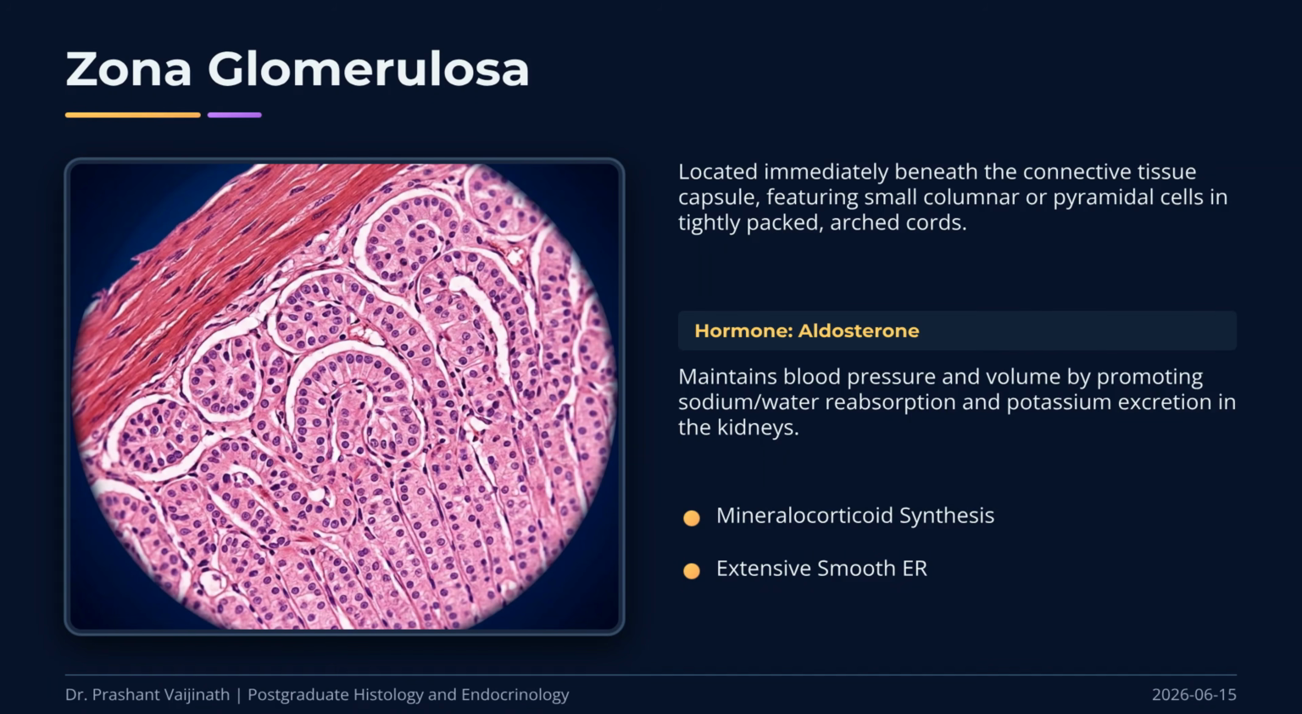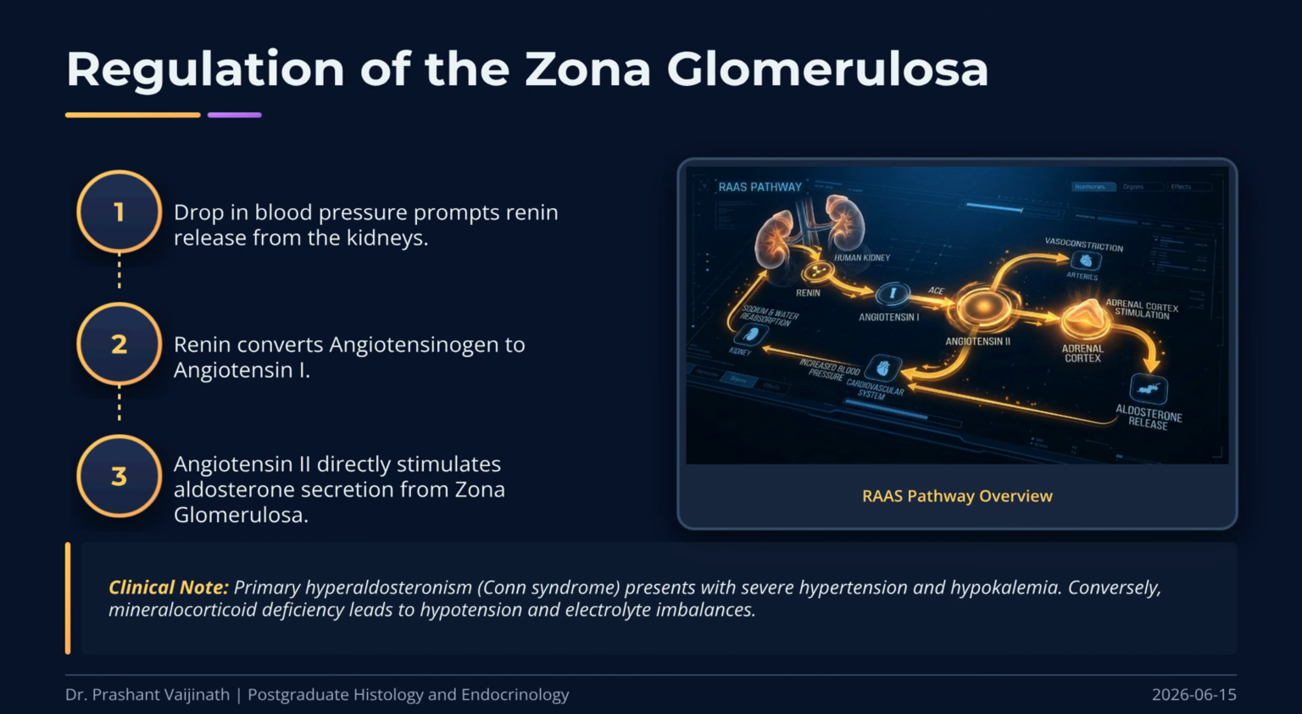The zona glomerulosa is the outermost layer, featuring cells in arched cords, and is the site of mineralocorticoid synthesis, producing aldosterone. Aldosterone maintains blood pressure by promoting sodium and water reabsorption in the kidneys. Aldosterone secretion is regulated by the RAAS pathway. A drop in blood pressure prompts renin release, leading to the formation of angiotensin II, which stimulates aldosterone secretion. Clinical conditions can cause imbalances, such as hypertension or hypotension.